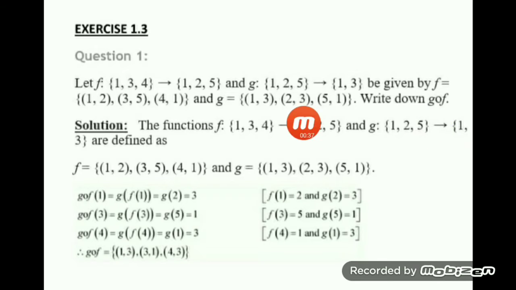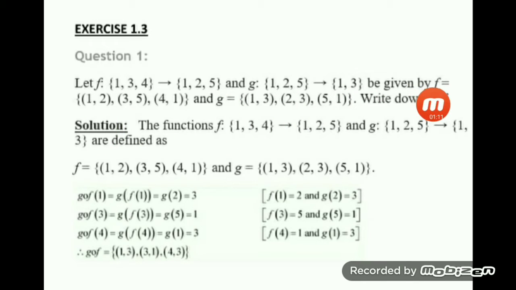So here you see how the function is defined. f is a function from this finite set to this one. Your first set is {1, 3, 4} and the second set, the codomain, is {1, 2, 5}. The codomain of f is the same as the domain of g, and then it goes to {1, 3}. So we can draw an arrow diagram, and with the help of the arrow diagram we can also do the solution. First let us try to clear the question, and I'll give you the solution after that.